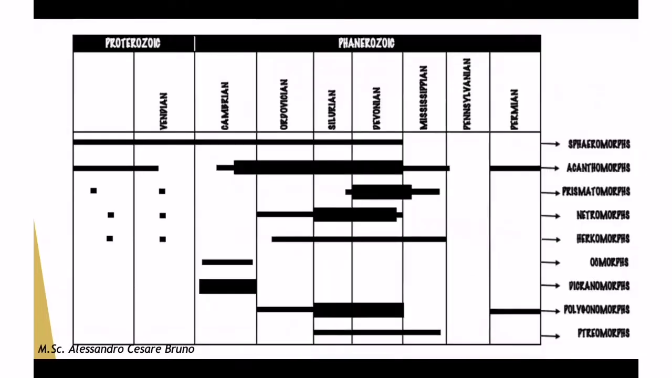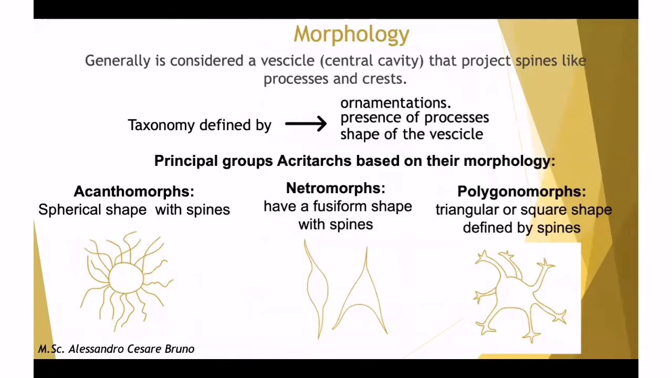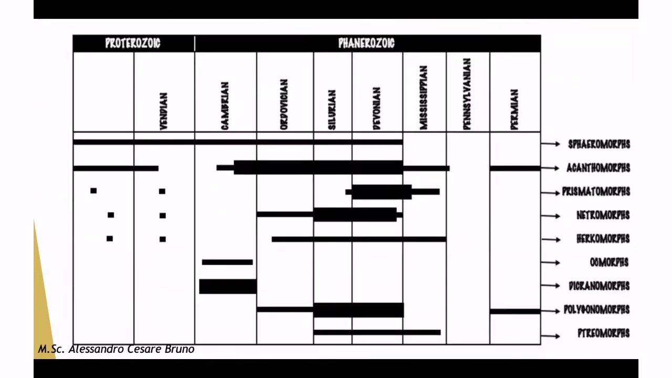In the next slide, I will show you the classification of the different groups of acritarchs by their principal morphology, which makes it possible to create this kind of scheme where we can see that, for different ages, the different groups characterized by different shapes range from different periods. So we can see that the different shapes range differently inside the stratigraphic scale.